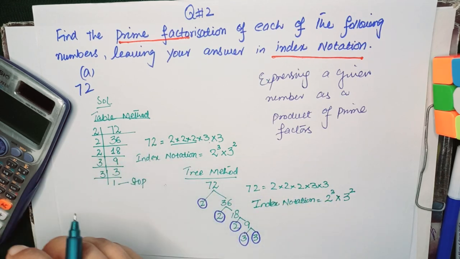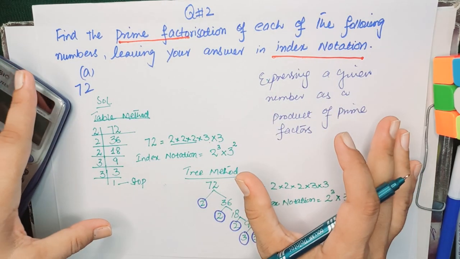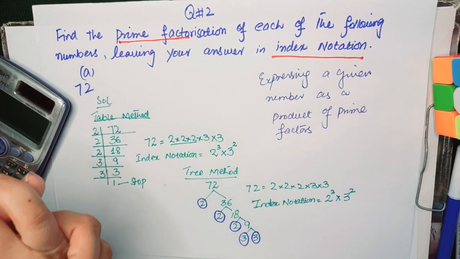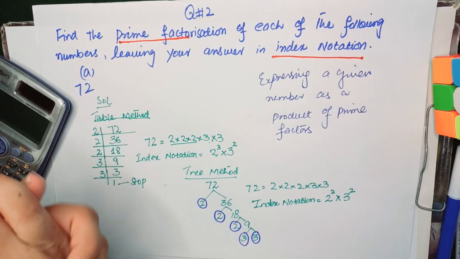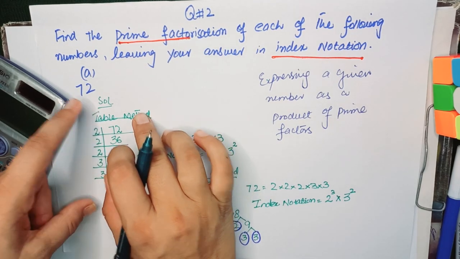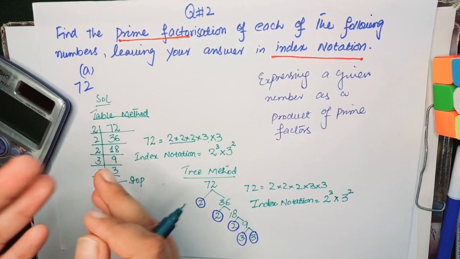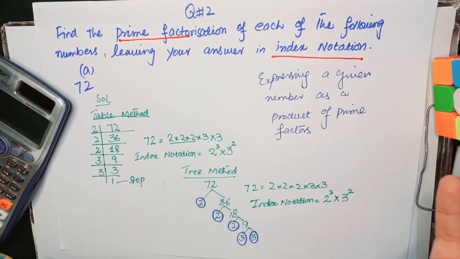So now the next part we will just follow one of the methods. You can follow whichever is easy for you. I will do the prime factorization by the table method for the rest of the questions, because we will use this table method in HCF and LCM further.